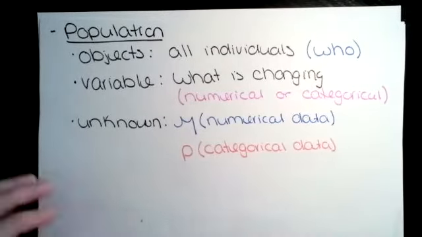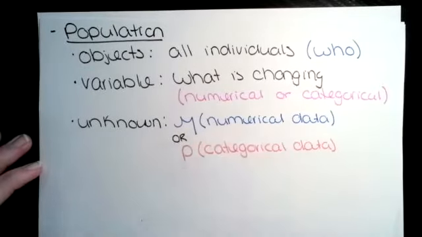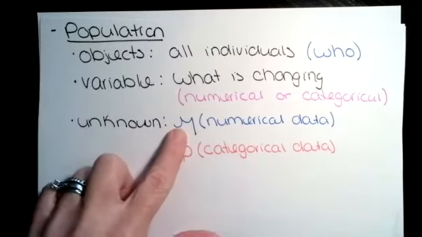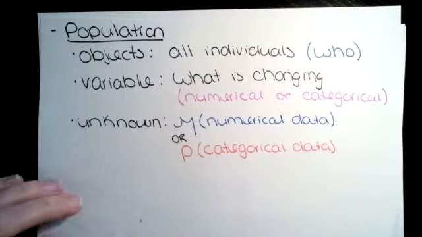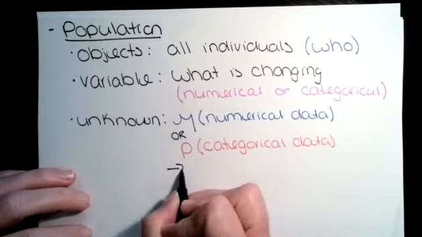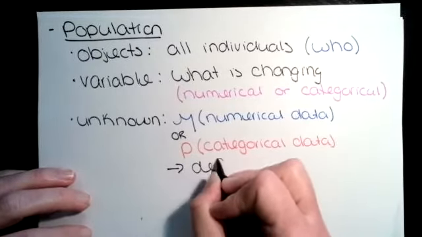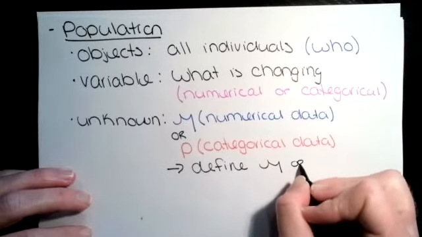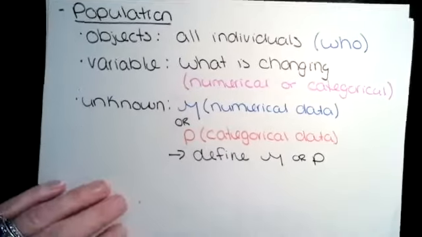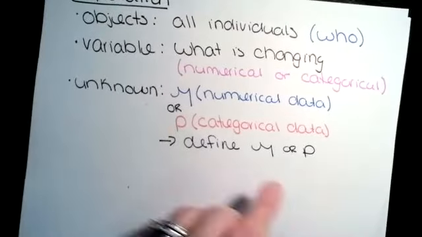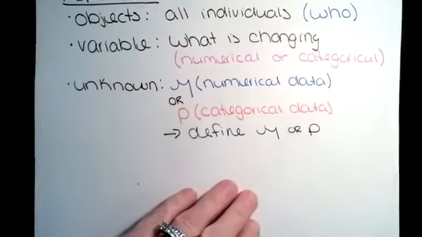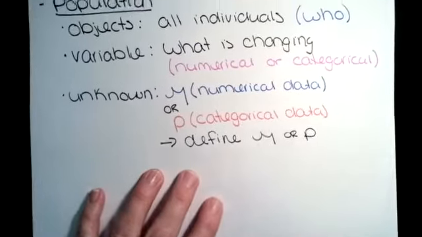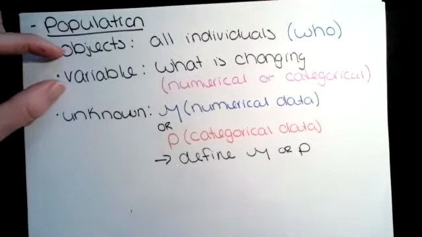So I'm going to put an "or" here, right? It's one or the other. So I need to state the unknown, is it mu or P, and then I'm going to define it. So then define mu or P, whichever one it is. That is our unknown. So we don't know the value of mu or P, but we can define what mu or P stands for. And when we do that, you'll see in the example, we define it by using the objects and the variable.